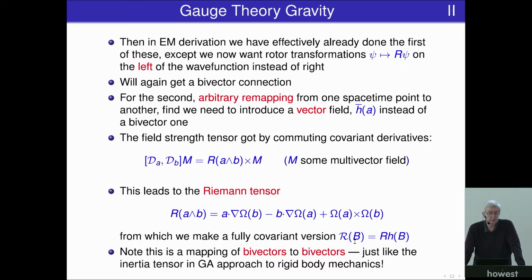And it turns out you can make a fully covariant version, which is then invariant under the translations as well, by writing this curly R of B is R of H B. So we stick in an H, that makes it fully covariant. And this is a bivector function of bivectors. You can see the output is a bivector, and it's just like the inertia tensor, of the type Leo was talking about before. It's a mapping of bivectors to bivectors.